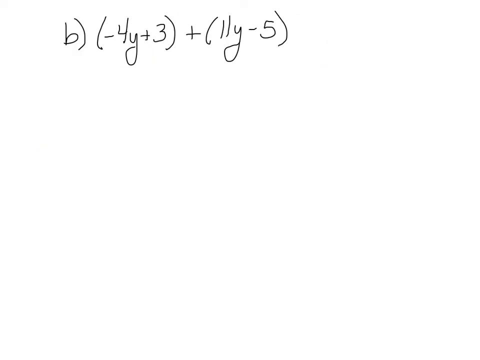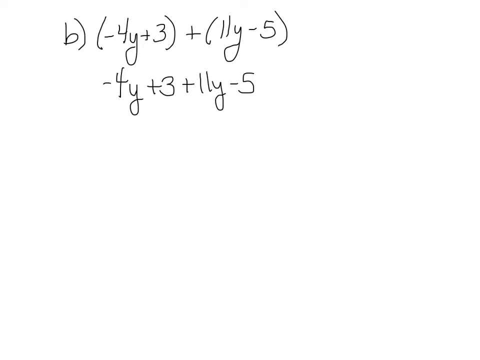So now let's combine this one together. Negative 4y plus 3 and 11y minus 5. I want you to find the sum. If you're looking at this, some people think, well, there's parentheses, I have to multiply. No. There's nothing in front of this parenthesis and this parenthesis. So you can just rewrite it without the parentheses: negative 4y plus 3 plus 11y minus 5.